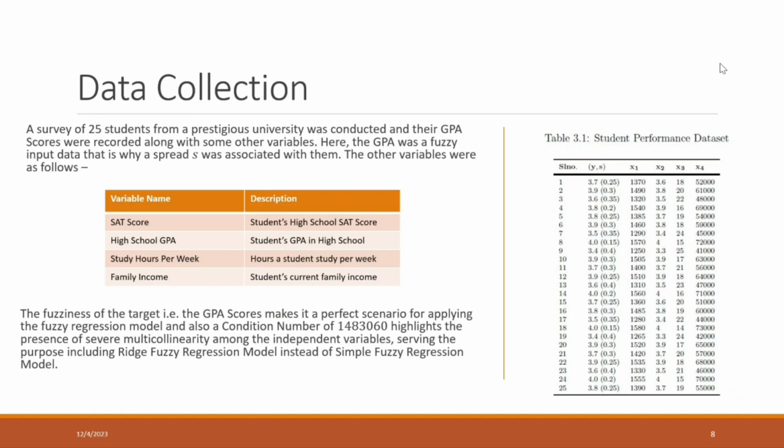Their GPAs, or their overall performances, were taken as the dependent variable y, which had fuzziness mixed in. The independent variables were the student's SAT score, the high school GPA of the student, the number of hours he or she studies in an hour, and their current family income, and they were crisp. On the right you can see the data set. Among these independent variables, we found a high condition number, which gives a clear indication of multicollinearity present in the data, which is the purpose for fitting a ridge fuzzy regression model in this scenario.